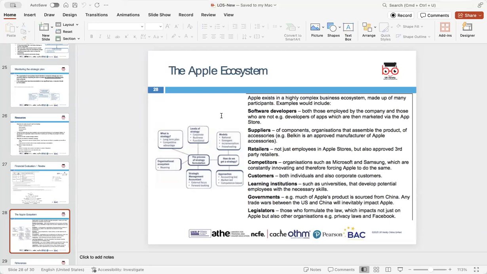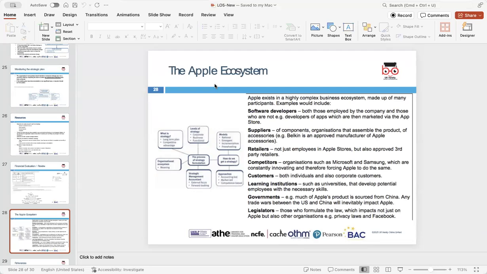The concept of the organization's ecosystem is important for understanding strategy in the modern business environment. An ecosystem includes all entities that interact with the organization. For example, here you can see that the heading is Apple ecosystem. So in the case of Apple, its ecosystem includes software developers, suppliers, retailers, competitors, customers, learning institutions, and governments. Apple's ability to maintain its competitive edge depends on how it navigates and manages relationships within these ecosystems.